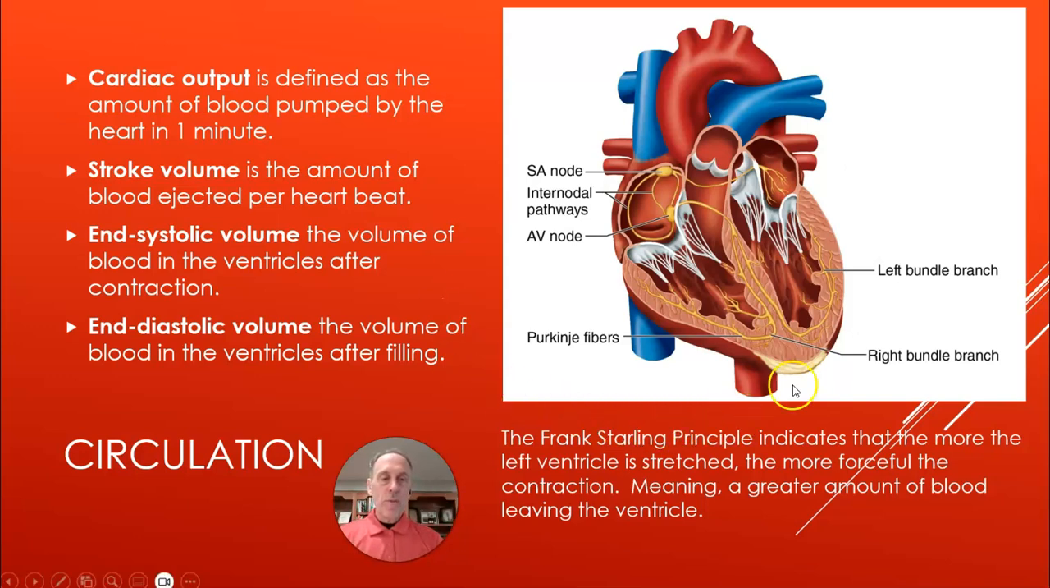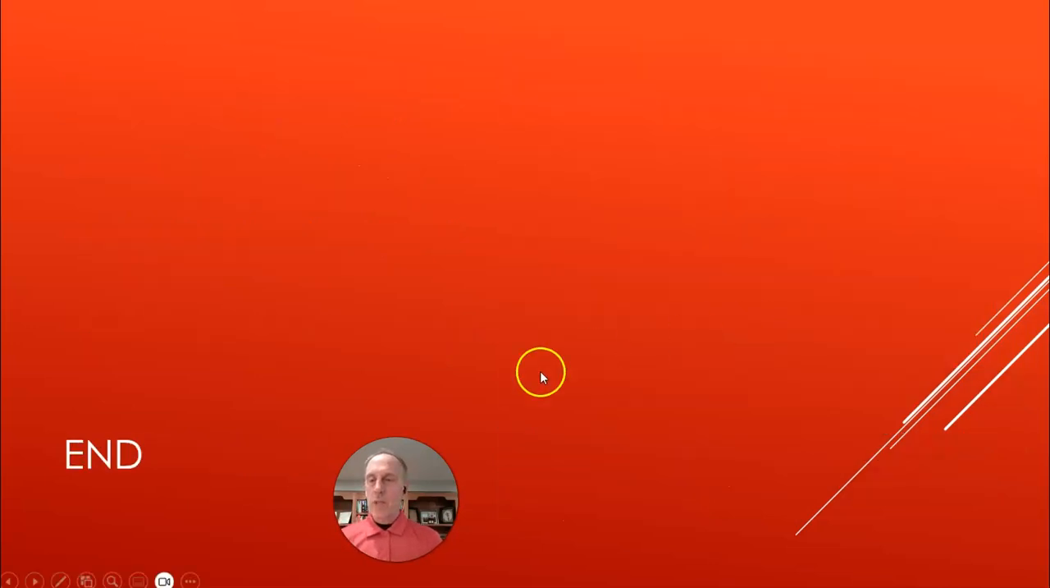So to a certain degree, you have this mechanical response where you've stretched the myocardium further, and that causes a more forceful contraction. All right, I'm going to break away from here. I'm hopefully going to remember to put that on the presentation in Blackboard. Moving on to the next one.